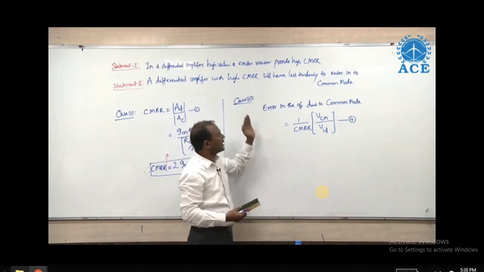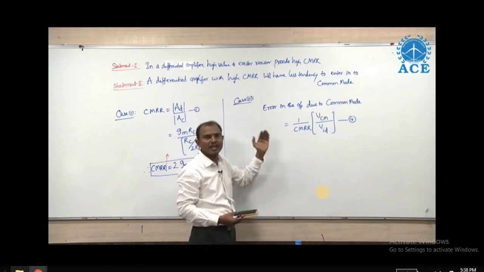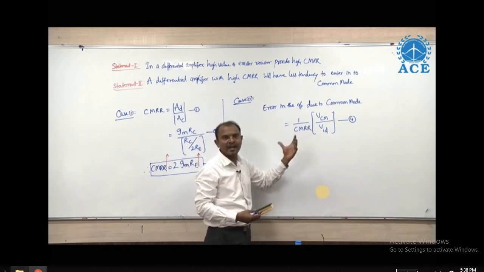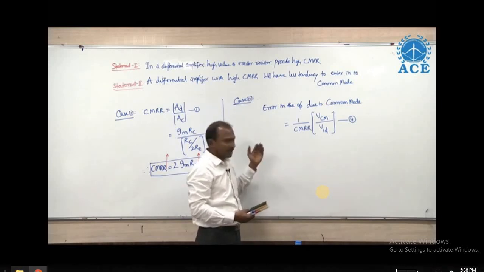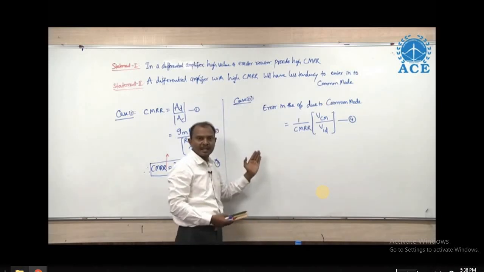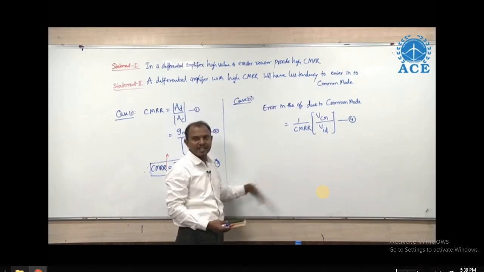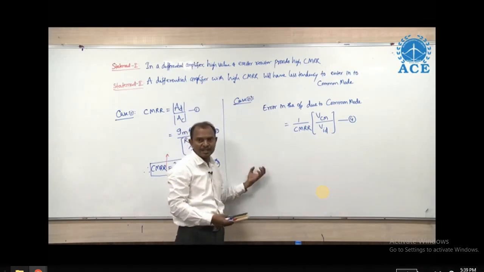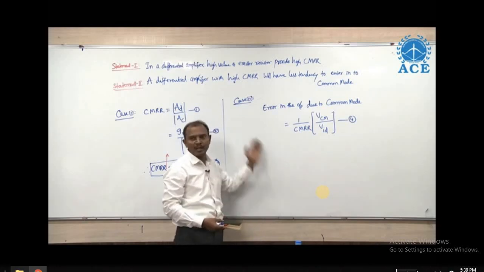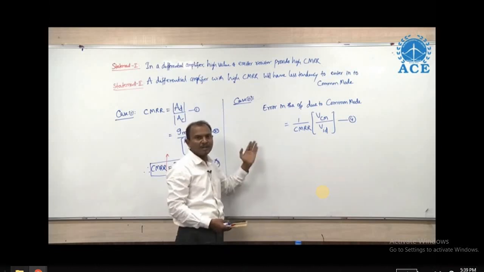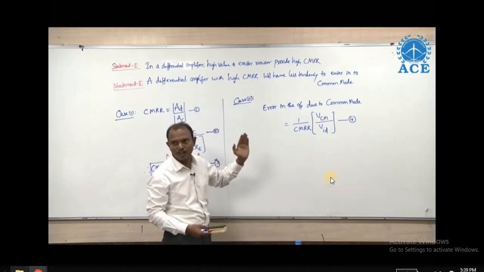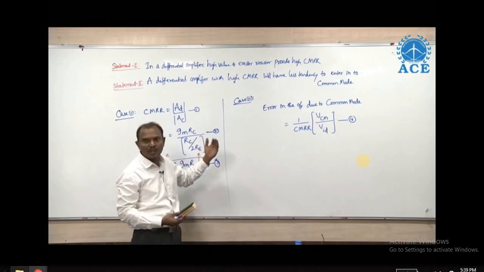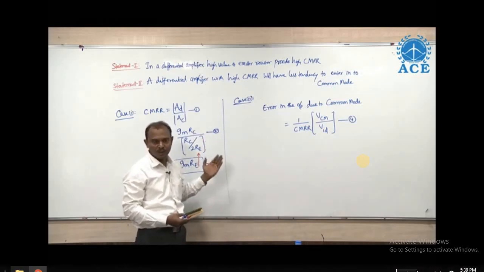Then, when you want the error in the output of op-amp due to common mode to be very low or ideally 0, the value of the CMRR must be infinite ideally or as high as possible. That means an op-amp with high CMRR will have less tendency to enter into common mode of operation, or an op-amp with infinite CMRR in the ideal case will never enter into common mode of operation. Therefore, error in the output due to common mode will be 0. Therefore, statement 2 is also correct. However, statement 1 and statement 2 are individually correct, but statement 2 is not the correct explanation of statement 1. So, option B is right.